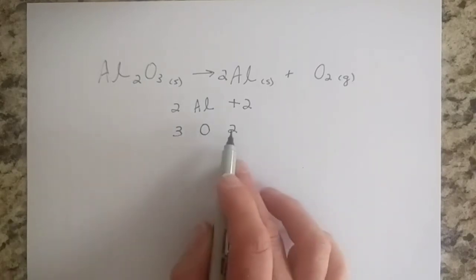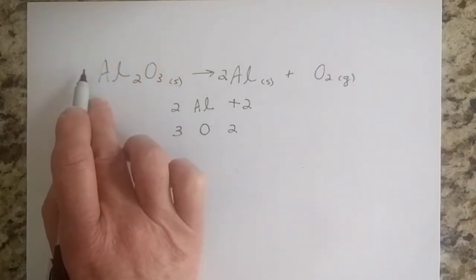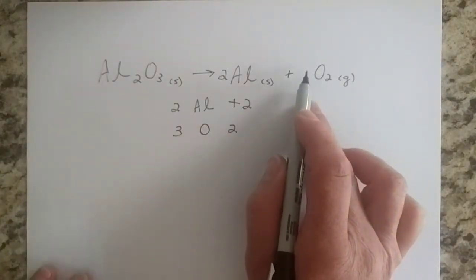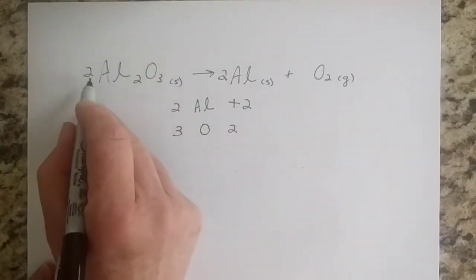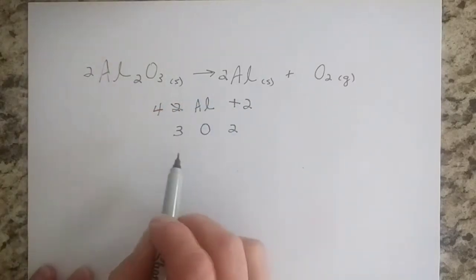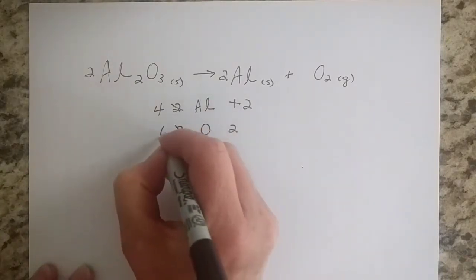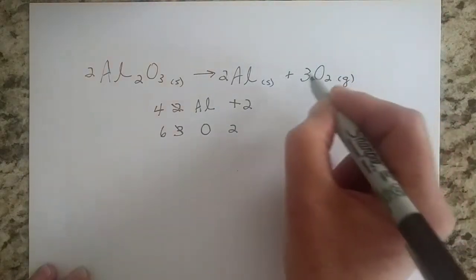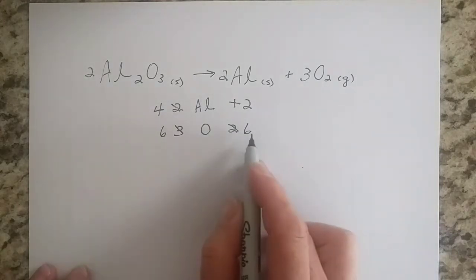When I have this 3-2 situation, what we're going to do is put 2 over here to give 6 oxygens and 3 over here to give 6 oxygens. So I'm going to put a 2 in front of this, and that is going to change my aluminum count to 4, and then my oxygen count to 2 times 3. I get a total of 6 oxygens. And then I said I'm going to put a 3 over here. 3 times 2 is going to give me 6. So my oxygens are now balanced.